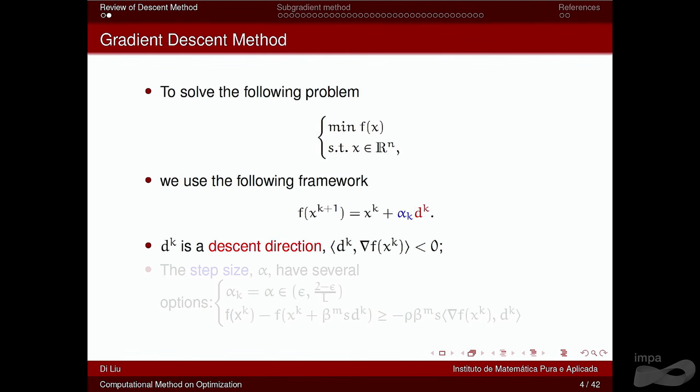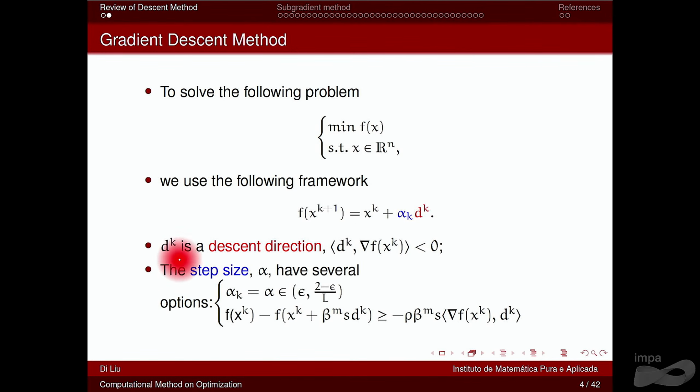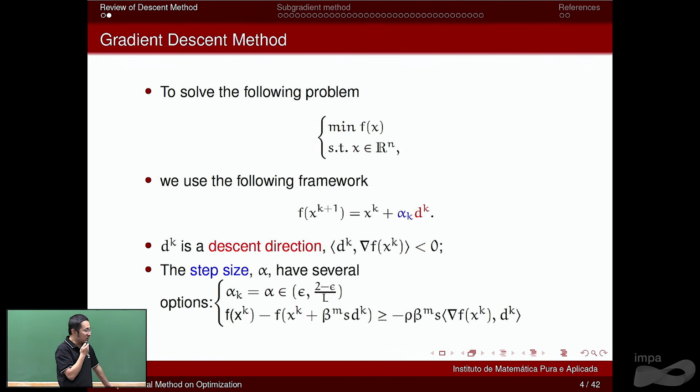So you need a descent direction, which means the inner product of the direction and the gradient is negative, okay? And then after you have your searching direction, you determine the step size alpha. Actually, you can choose a constant step size, which of course requires the Lipschitz constant, this capital L, okay? Or you can use some backtracking which satisfies some inequality, for example, this Armijo line search, okay?